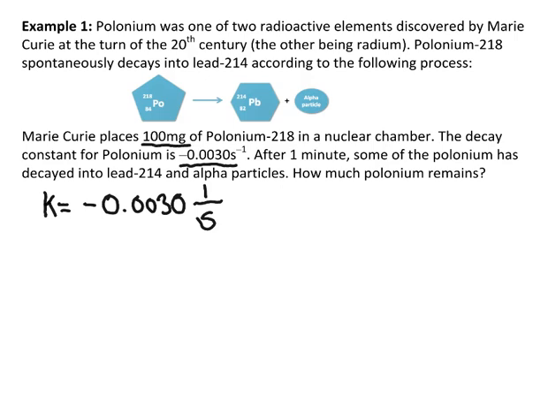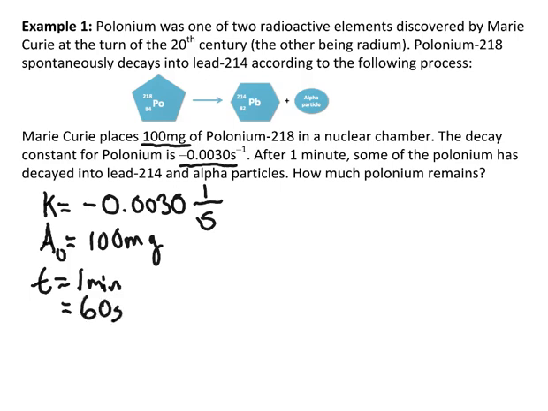100 milligrams is placed in the nuclear chamber originally. That's at the beginning, so that must be A0. So A0 is the 100 milligrams. The time that's gone by is 1 minute. But be really careful there. We have to make sure our units of time and K match. So if K is in units of 1/seconds, you're going to want to convert time into seconds as well. So 1 minute, we should write that as 60 seconds.